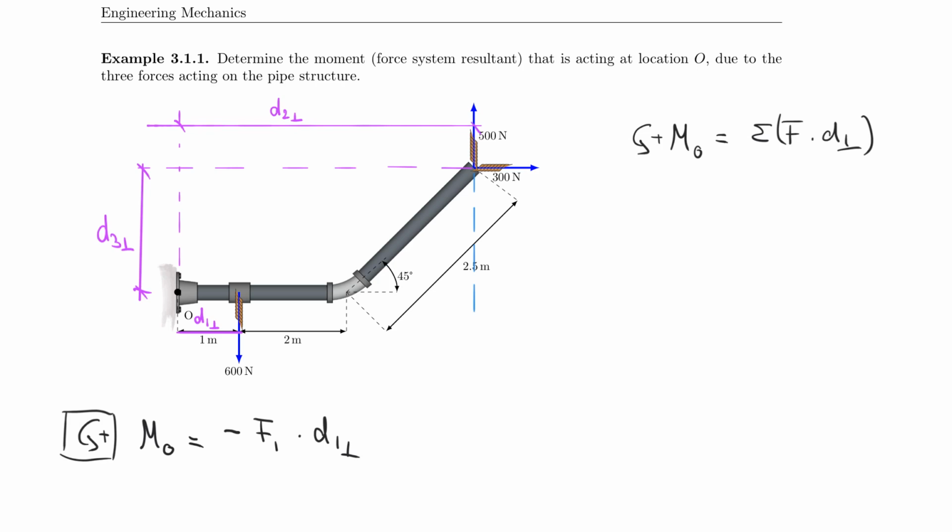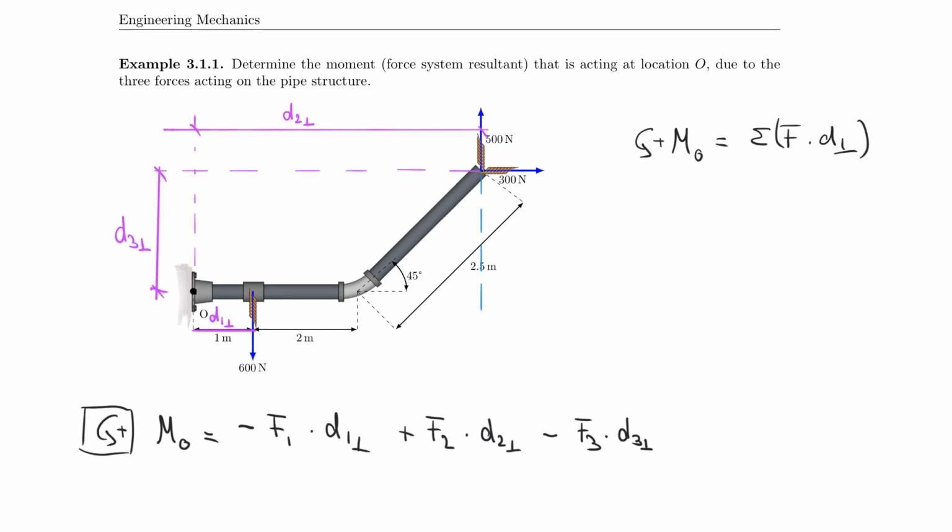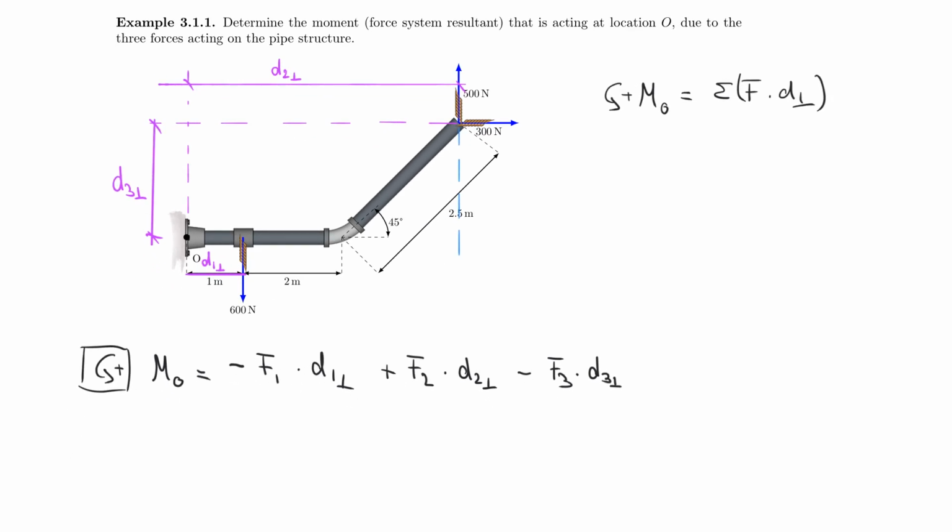And then my F2, which is the 500, rotates counterclockwise, therefore it's positive, times D2 perpendicular. And my F3 times D3 perpendicular, and that one rotates, and now I have to think about it myself, so it's rotating clockwise, therefore it's negative. All right, now let's put numbers to it.